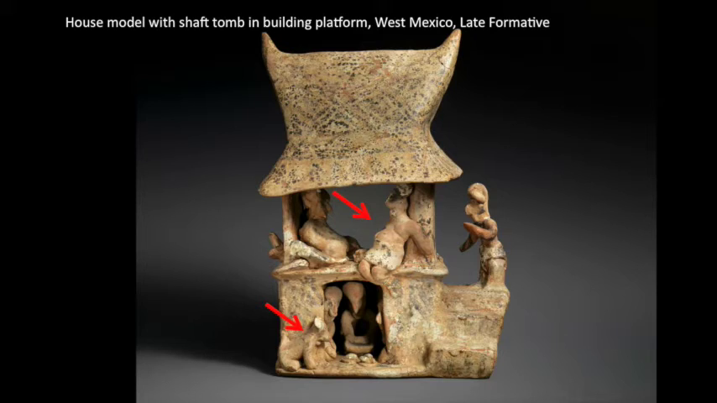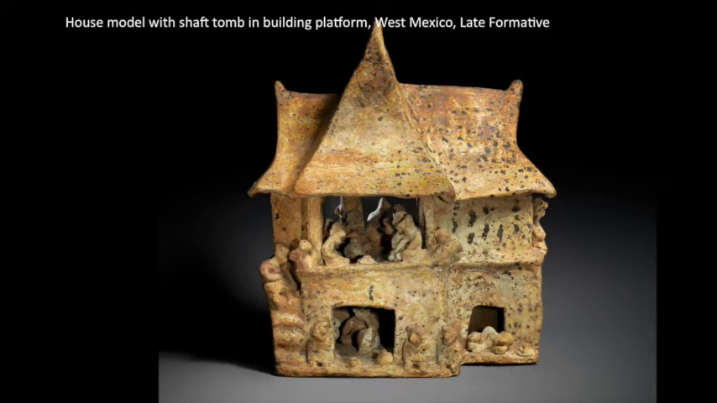As we've seen many times before in Mesoamerican and Andean art, the dead are depicted as still alive, as still part of social life. Here's another example of a ceramic house model with 2 levels. The living family members are seated above, and the dead family members seated in the chambers below.